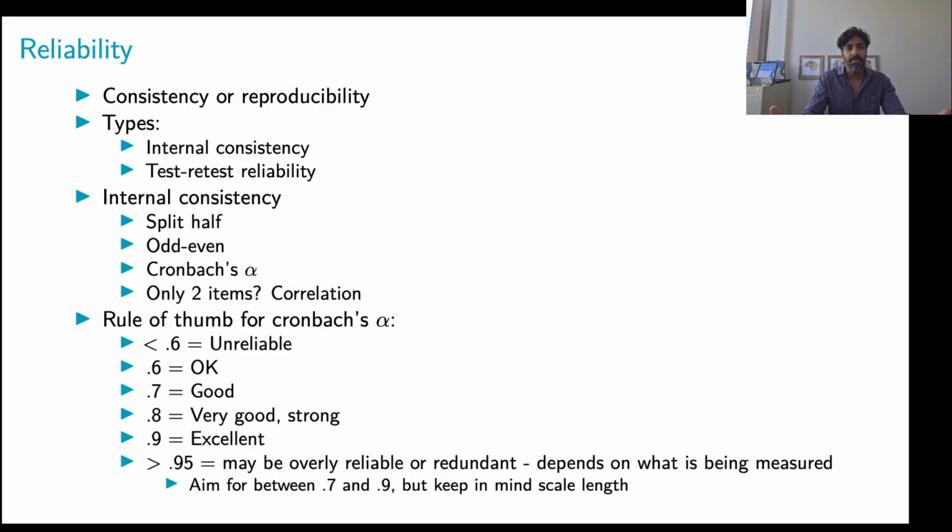The rule of thumb for Cronbach's alpha is less than 0.6 is unreliable, 0.6 is okay, 0.7 is good, 0.8 very good or strong, and 0.9 is excellent. So it gets better as you go up until a point, because when it gets to 0.95 or above, it may be overly reliable or redundant items. So essentially, you've identified where you have items that measure pretty much the same thing. So it depends on what is being measured. So that theoretical interpretation matters a lot, but you want to aim between 0.7 and 0.9 and keep in mind scale length.